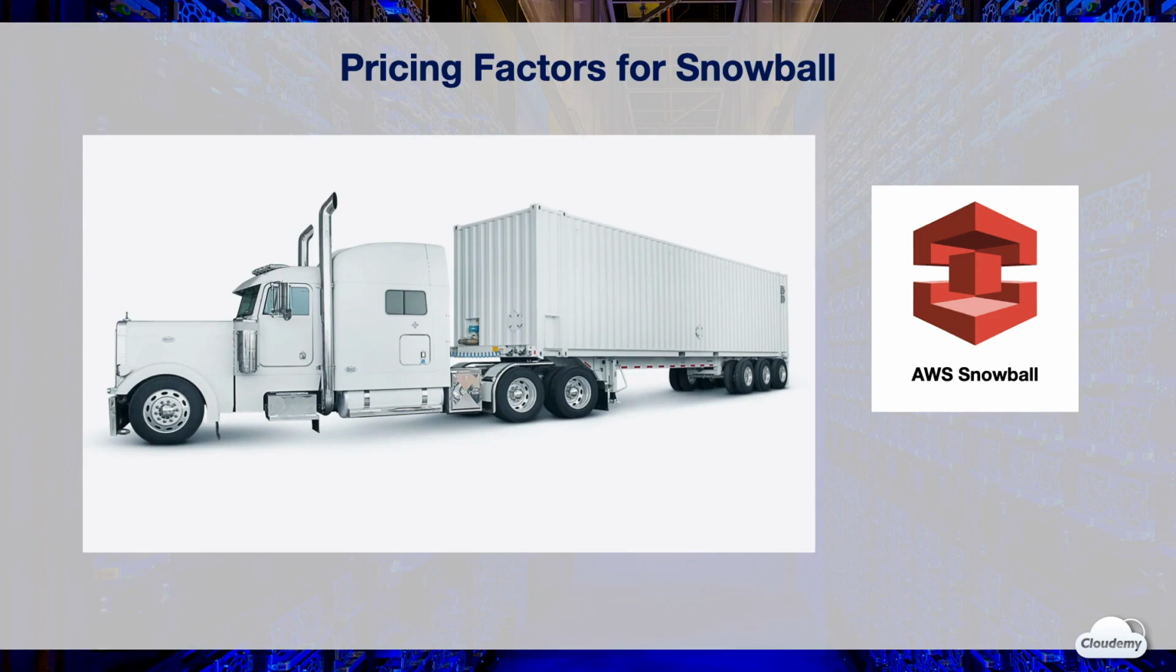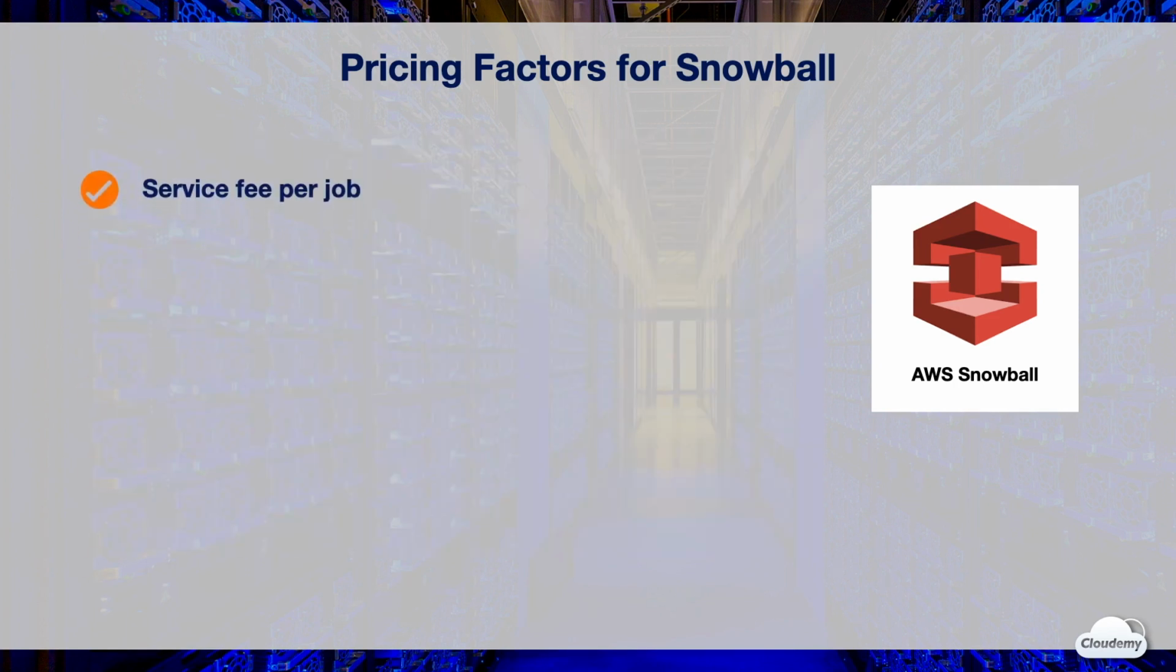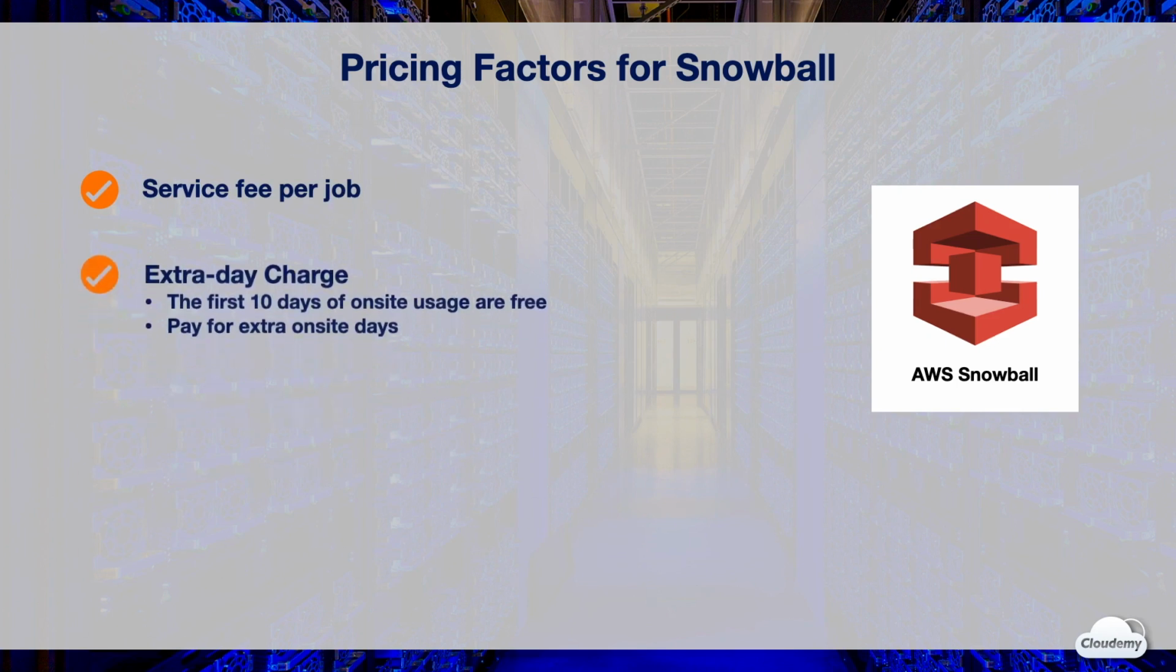You can even order a Snowmobile truck if you need exabyte-scale data transportation. Each Snowmobile can transport up to 100 petabytes of data. With AWS Snowball, you pay a service fee per data transfer job, and the cost of shipping the appliance. Each job includes the use of a Snowball appliance for 10 days of on-site usage for free. There is a small charge for extra on-site days. Shipping days are not counted toward the on-site days.